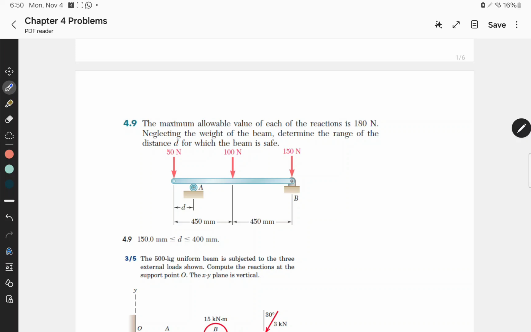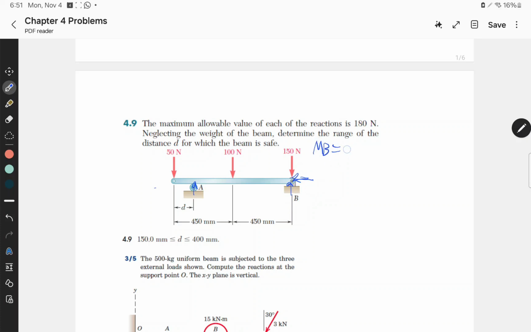what we need to do is first draw the reactions. So it's a roller. This is a pin, and we need to find the range, like where D is basically where it's safe for the beam to be, or for A to be. I mean, imagine this can roll this way and that way. Obviously, it can't exceed this, but yeah, we're gonna find moment about B to solve this.